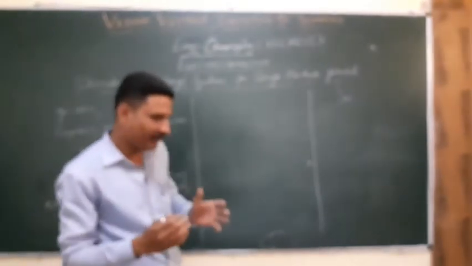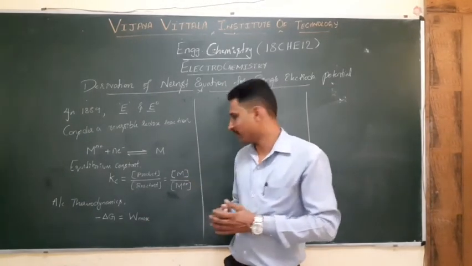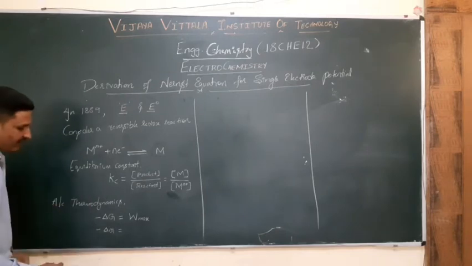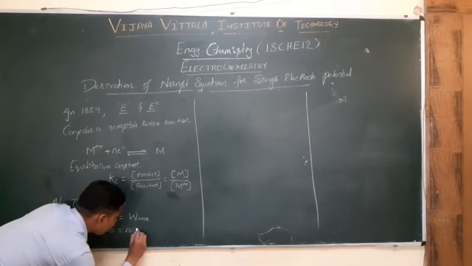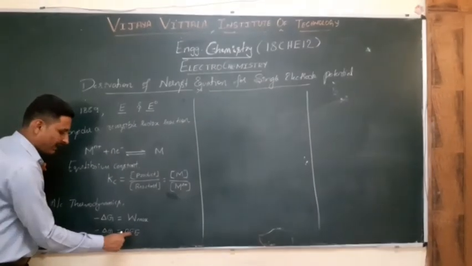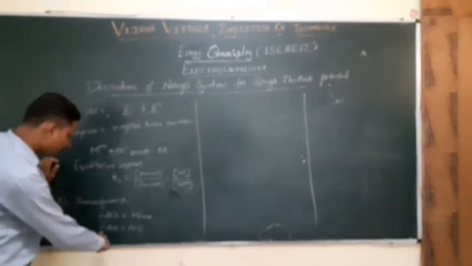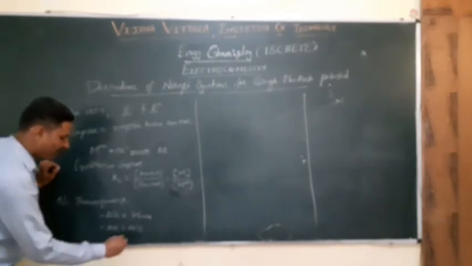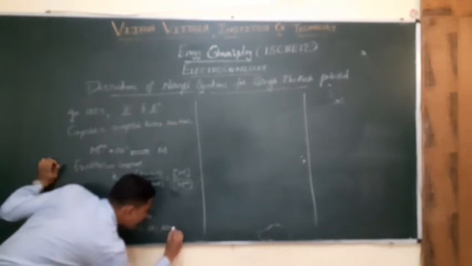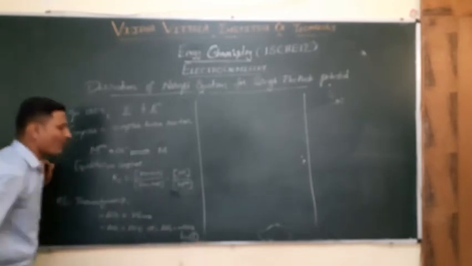And we know that W max, the work done by the system, can be written as nFE. That is, the decrease in free energy, minus delta G, is equal to nFE, where n is the number of electrons involved in the reaction, F is Faraday's constant and E is the electrode potential. So we can alter this equation by taking the negative sign to the RHS. We can write delta G is equal to minus nFE. So this is equation number 1.